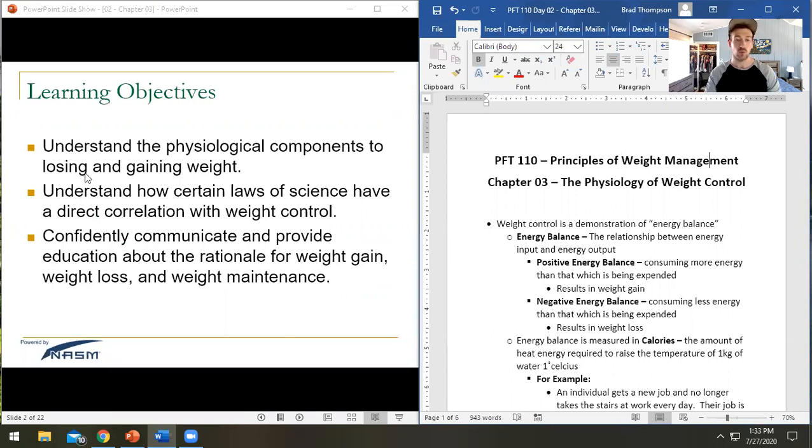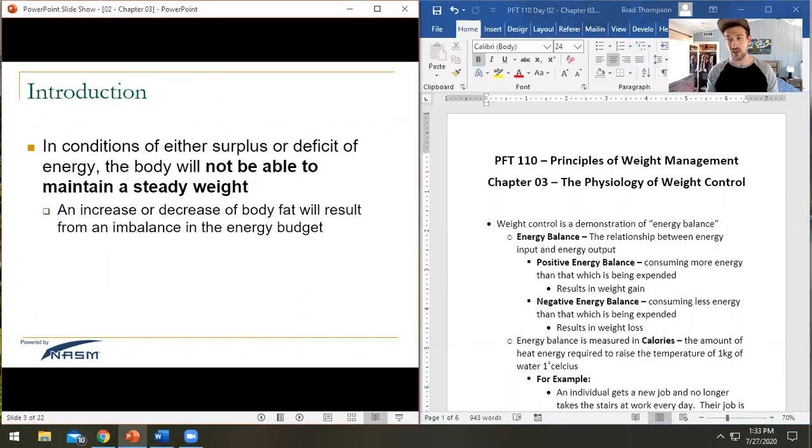So we want to be able to understand how the certain laws of science have a direct correlation with how we control our weight, right? Everything comes down basically to a little bit of math in the first law of thermodynamics, which basically states that energy coming in can't be created or destroyed. So you either have to do something with it or put it somewhere. So we're going to be able to understand that, then we'll be able to communicate that information to our clients in ways that are effective and easy to understand.